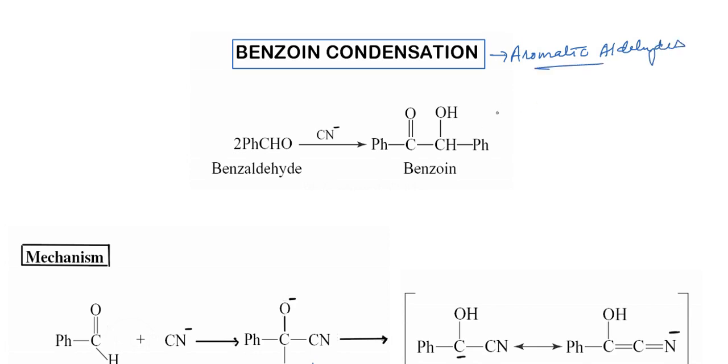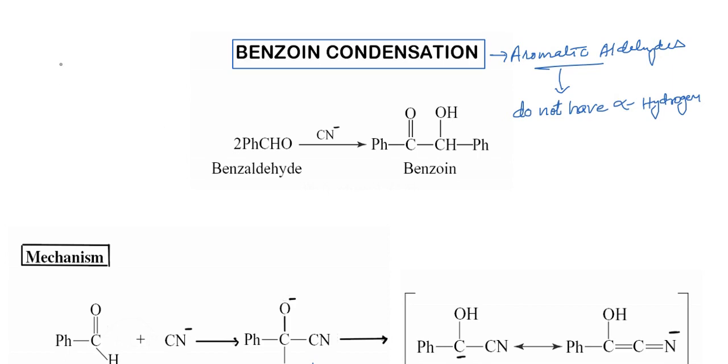And second thing, कौन से aromatic aldehydes? Those which do not have alpha hydrogen, which do not have alpha hydrogens. जिनके पास अल्फा हाइड्रोजन नहीं है, aromatic aldehydes, वो benzoin condensation reaction देते हैं.